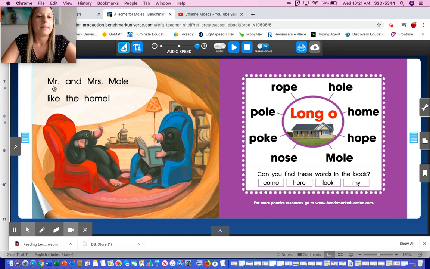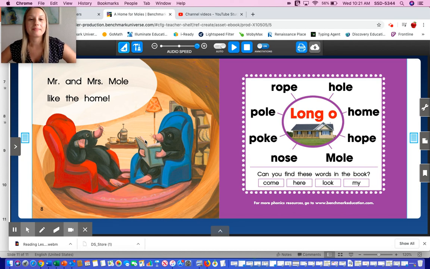Capital M. Mr. and Mrs. Mole like the home. They do like the home. And look, do they look all moved in? They do, huh? They got their couch and their chairs and furniture set up. They're all ready to go. This is the same picture we saw on the front cover, right?